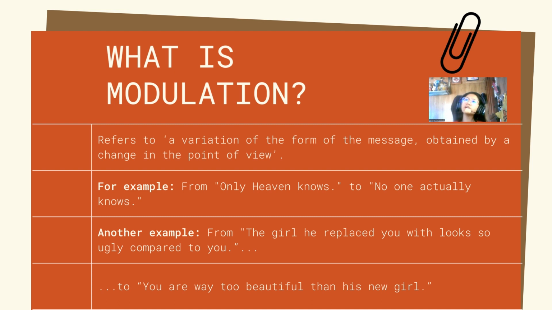Notice how the shift of point of view becomes completely different. From using heaven as a noun, it changes into no one, which is a generalized term for everybody. Another example is, the girl he replaced you with looks so ugly compared to you. Turns into, you are way too beautiful than this new girl. Once again, notice how most of the lexicons used in this first phrase was changed, but the main idea remained.